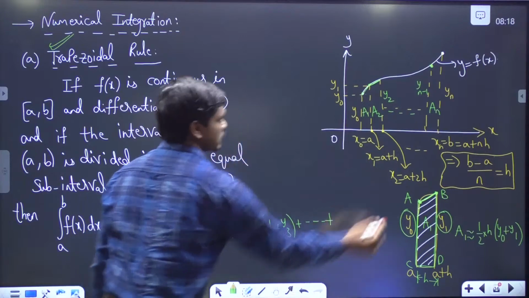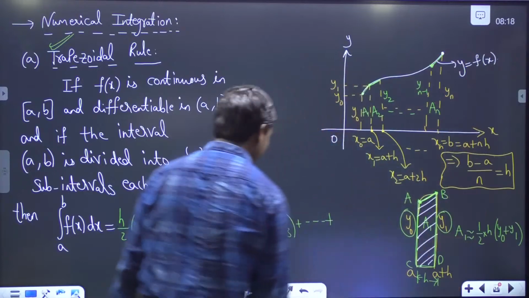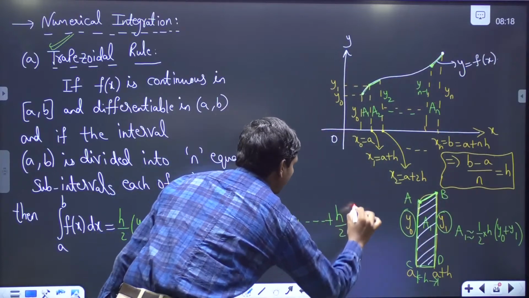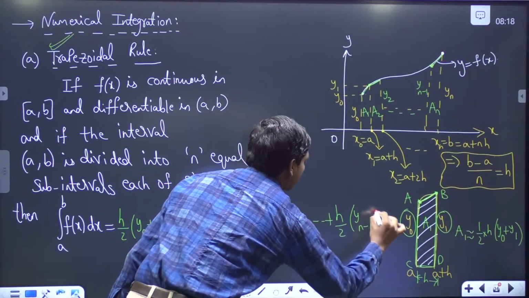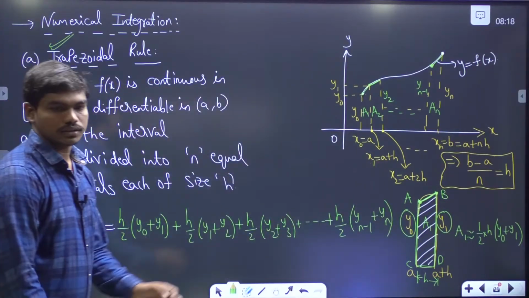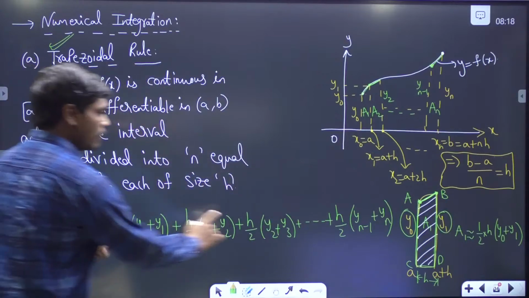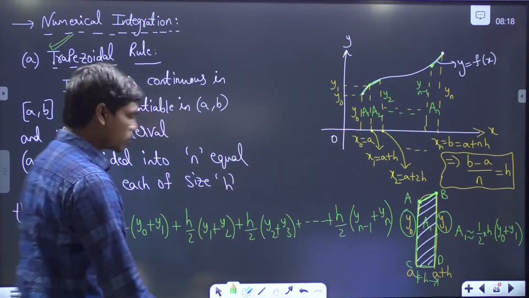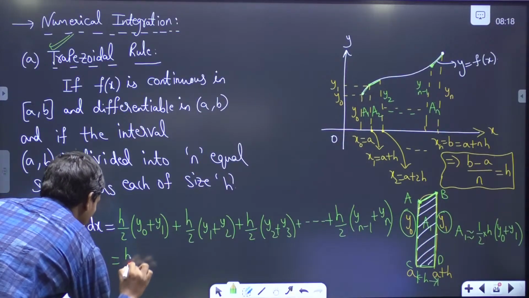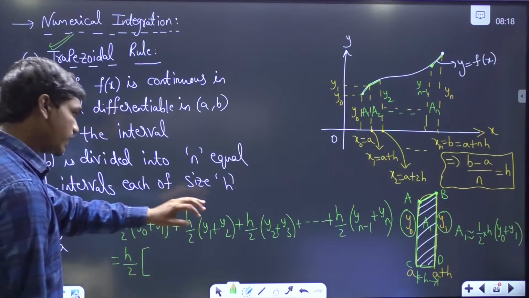The area of the last trapezium, when these two points are connected by a straight line, is given by H by 2 into Yn minus 1 plus Yn. Correct? Yes. So this sequence goes on. Now, if you see carefully, in every term there is one H by 2. So let us take that H by 2 common first of all.